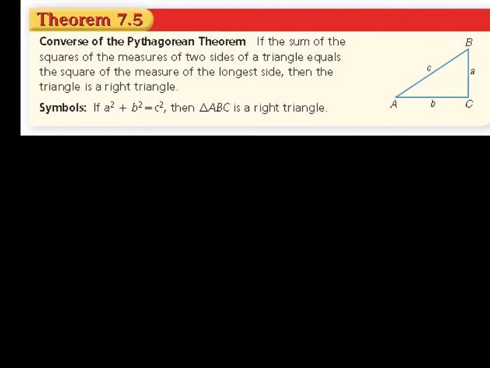Okay, but remember that the converse is just the reverse, so when they say the converse of the Pythagorean theorem, they're just switching the order. If the sum of the squares of the measures of 2 sides, or we could say legs, of a triangle equals the square of the measure of the longest side, the hypotenuse, then the triangle is a right triangle. So if a squared plus b squared equals c squared, then we can conclude the triangle is right.